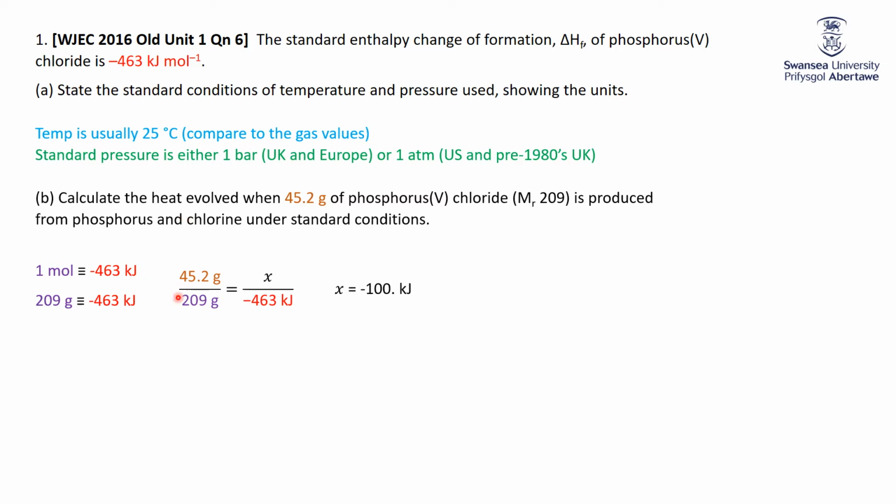However, we're asked for the heat evolved, and that takes care of that minus. That's what that minus sign means. The reaction is losing that 100 kilojoules. It's giving out that 100 kilojoules. 100 kilojoules is evolved. So that's the actual answer, plus 100 kilojoules evolved from that 45.2 grams.